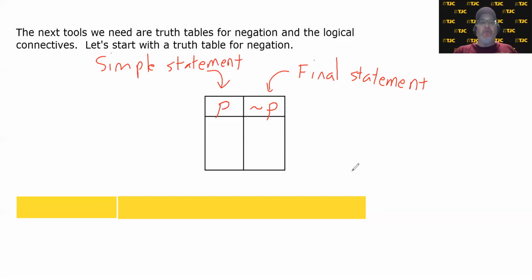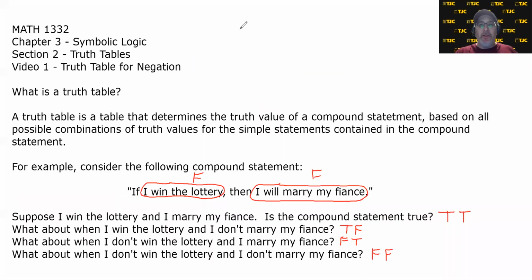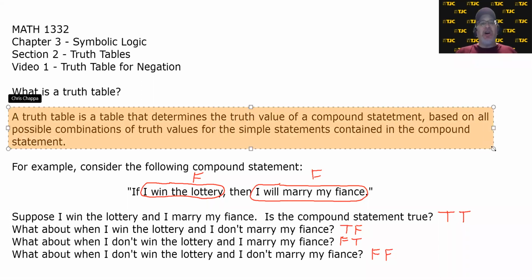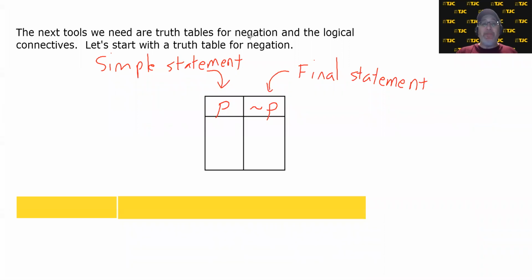Now, as far as the rows, remember that the purpose of a truth table is to determine the truth value of a compound statement based on all possible combinations of truth values for the simple statements. So the only simple statement we have is P. And what are the possible truth values it can assume? Well, either a simple statement is true or it's false. This truth table only has two rows in addition to the top row. Most truth tables will have 4 or 8 rows. This is the only one that has 2.